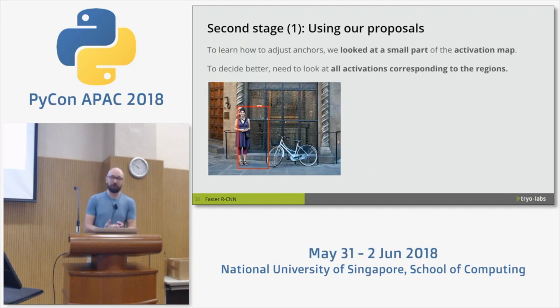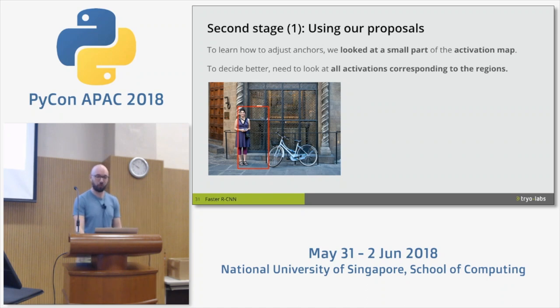Now think about what we did before. We took a spatial position of the feature map and looked at a small region of the image to adjust the size. The intuition is that if I'm seeing the seat of the bike, I can estimate the size of the bike just by looking at the seat, right? Because I know what bikes look like from my data set.